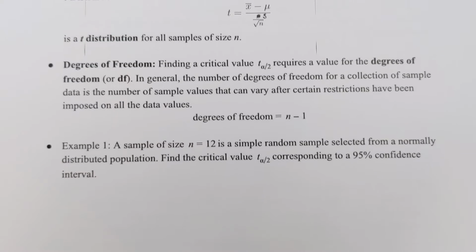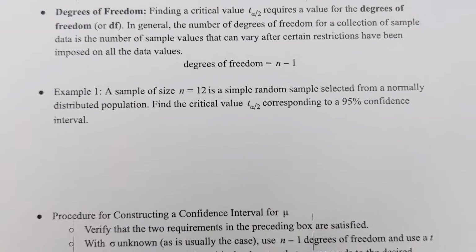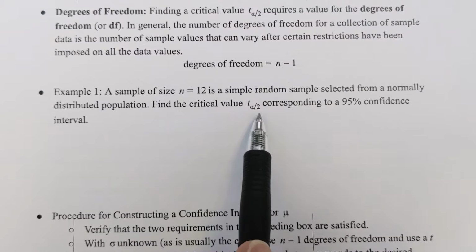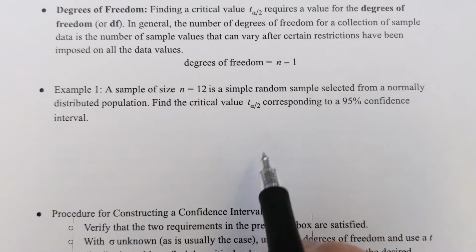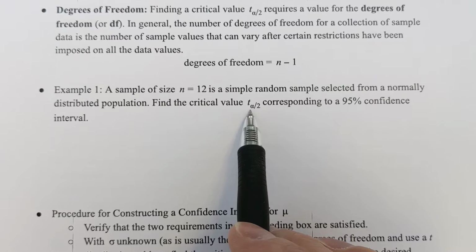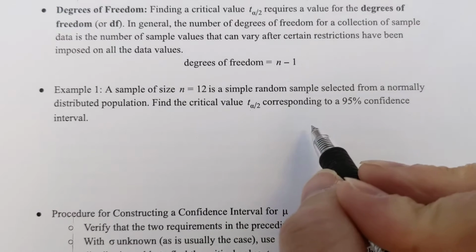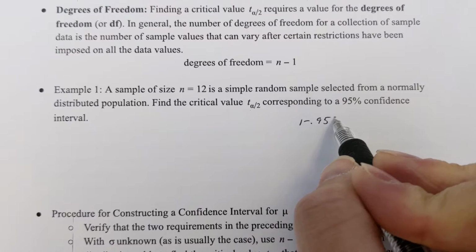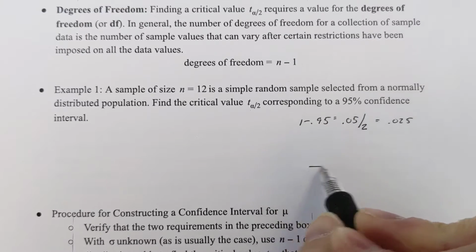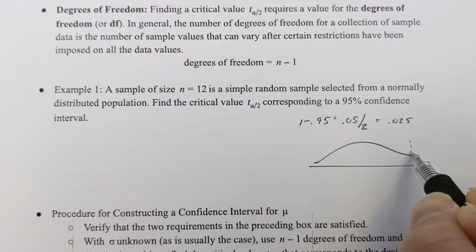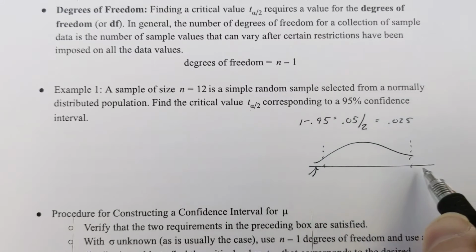Okay, so example 1: a sample size of n equals 12 is a simple random sample selected from a normally distributed population, so we meet our criteria. Find the critical value t alpha over 2 corresponding to a 95% confidence interval. Now remember, alpha is the amount more than, and then we divide by 2. So essentially you're taking 1 minus 0.95, which is 0.05, and dividing it by 2, so 0.025. If you think about your curve, you've got the bell-looking shape, and in each of these regions, I have 0.025.